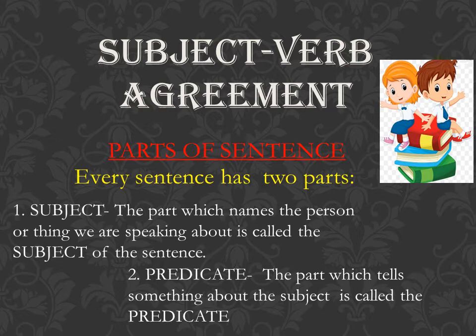Today we are going to start with the topic subject-verb agreement. Before we proceed to the main topic, I would like to tell you about the parts of a sentence. Every sentence has two parts. Subject: the part which names the person or thing we are speaking about is called the subject of the sentence.